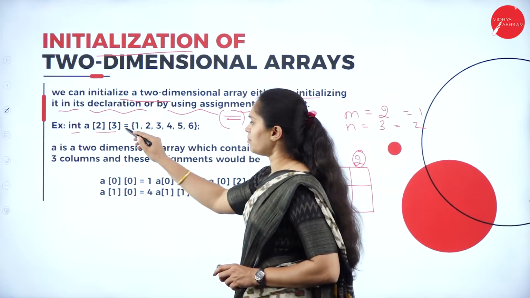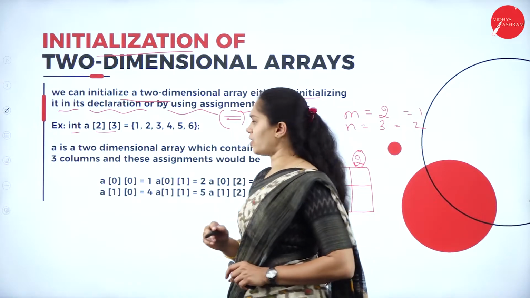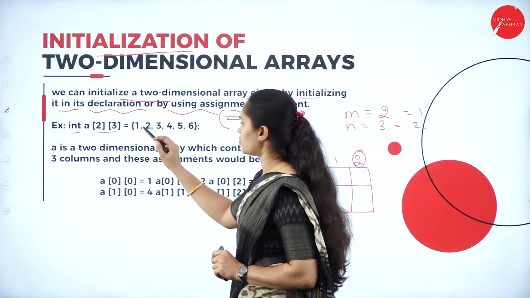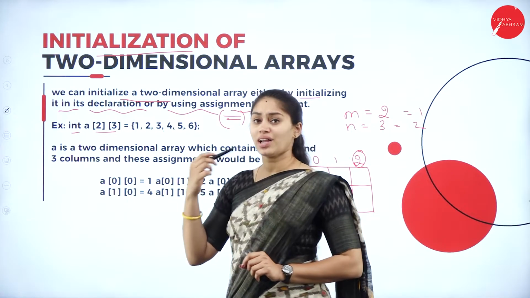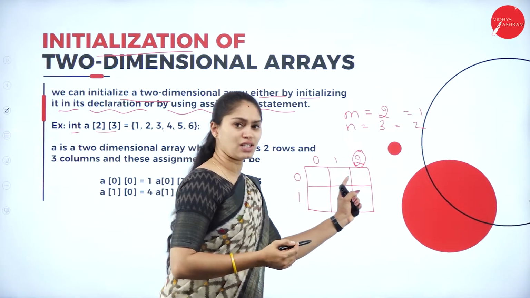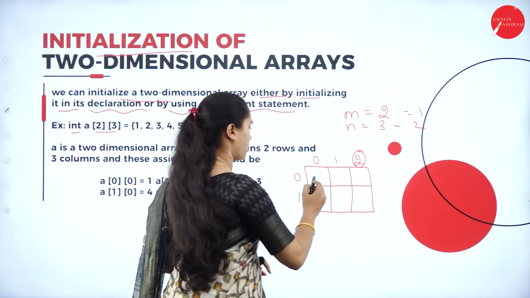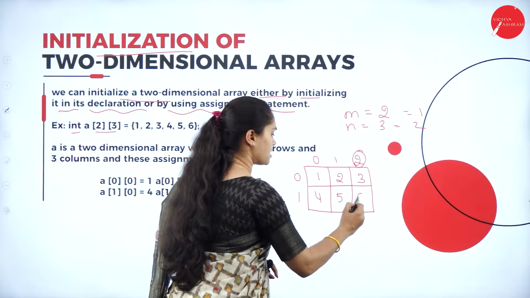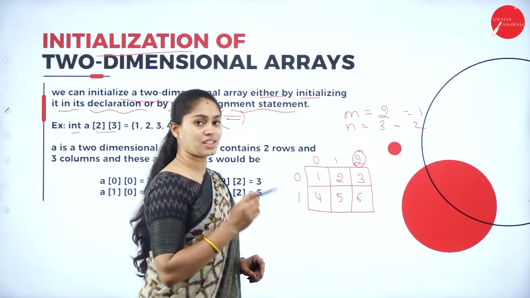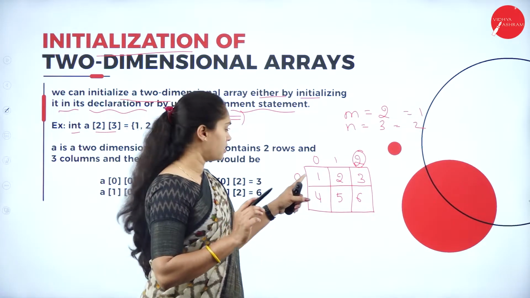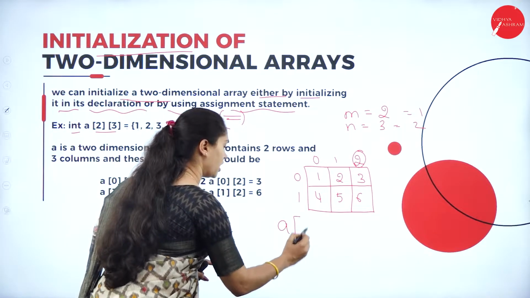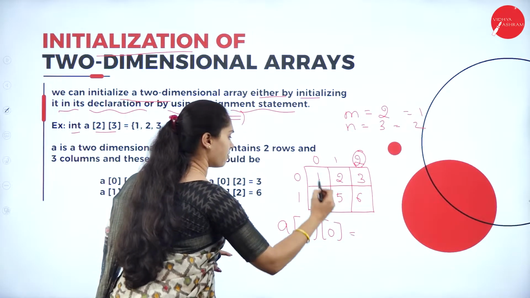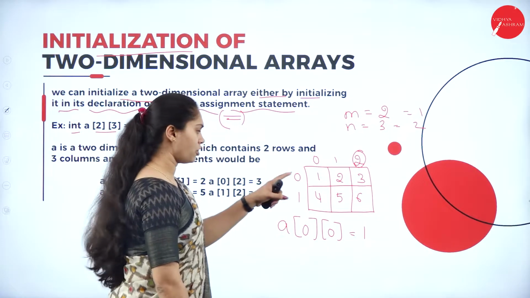So now with the help of this assignment operator, that is equal, within the curly braces we have to specify the elements. Which are those elements? 1, 2, 3, 4, 5, 6. How can I write that? It has to start from the first row, first element. So 1, 2, 3, and here 4, 5, 6. Then how can I write the location of the element 1? That is A of, in which row is it present? 0th row, 0th column. And what is the value? That is 1. This is how we write it.